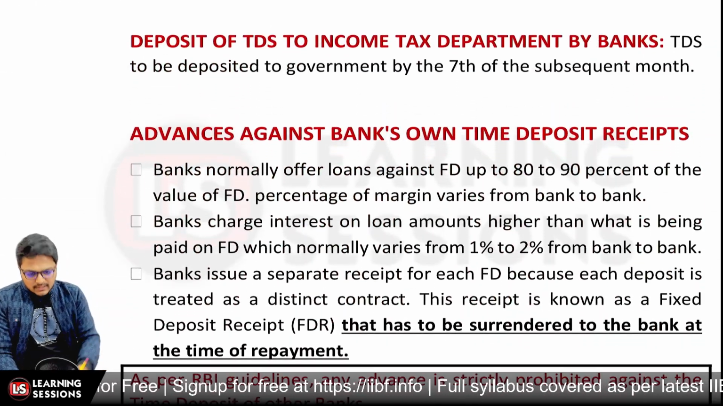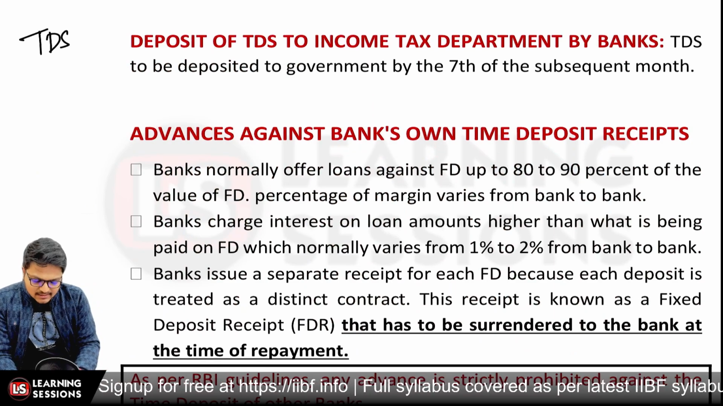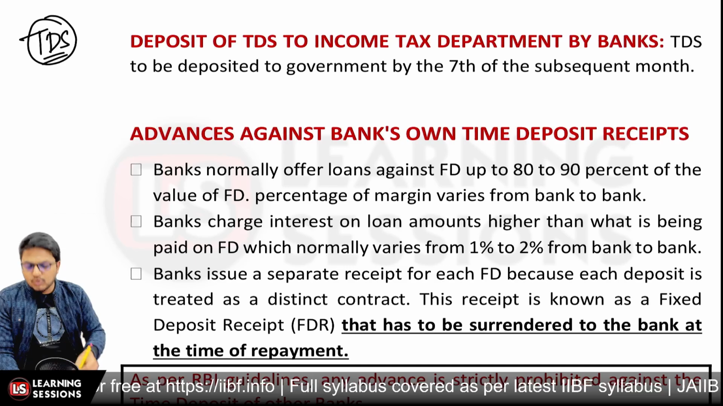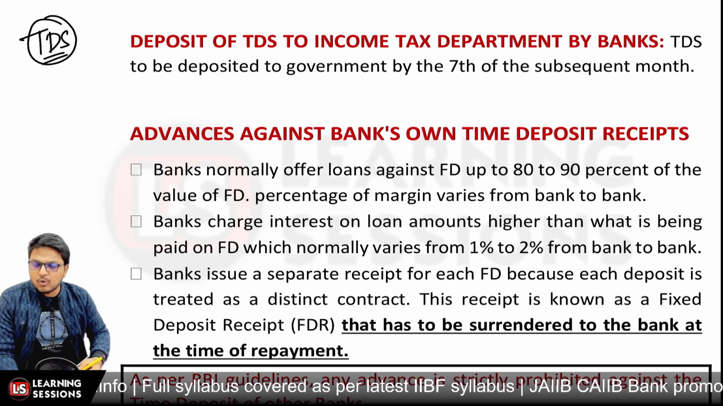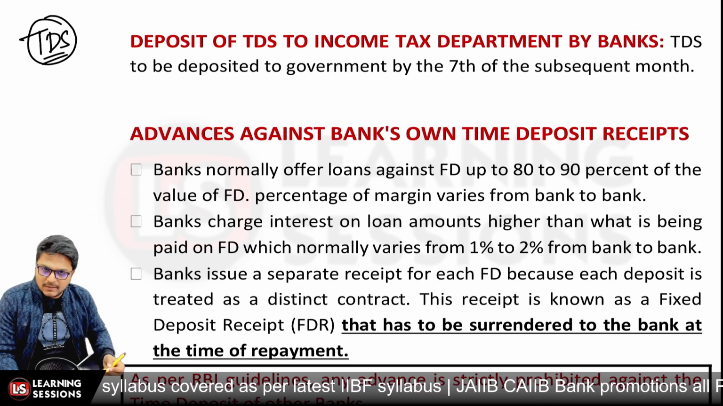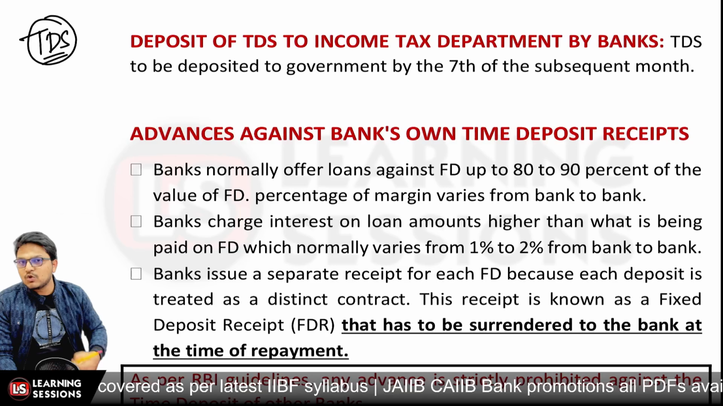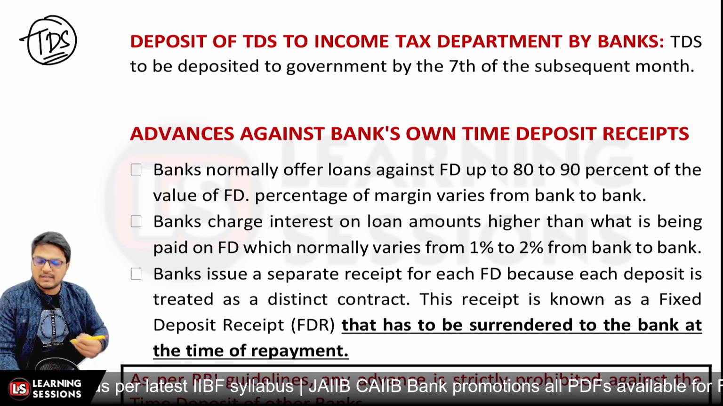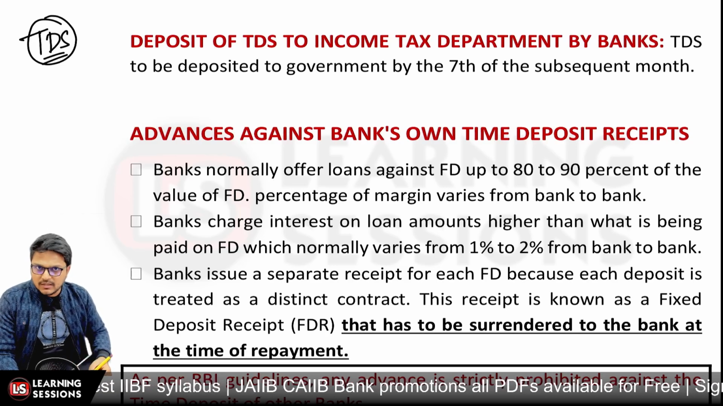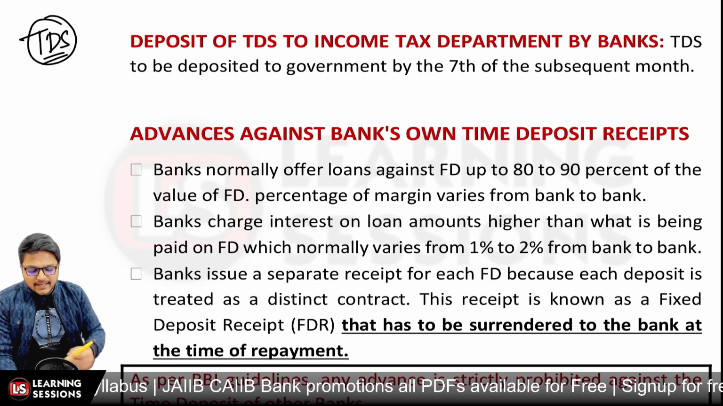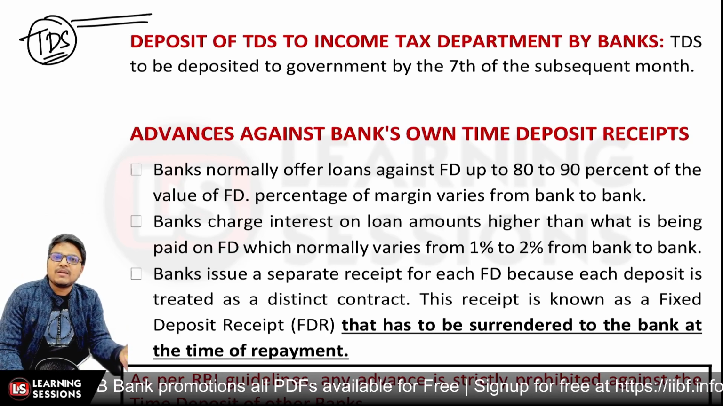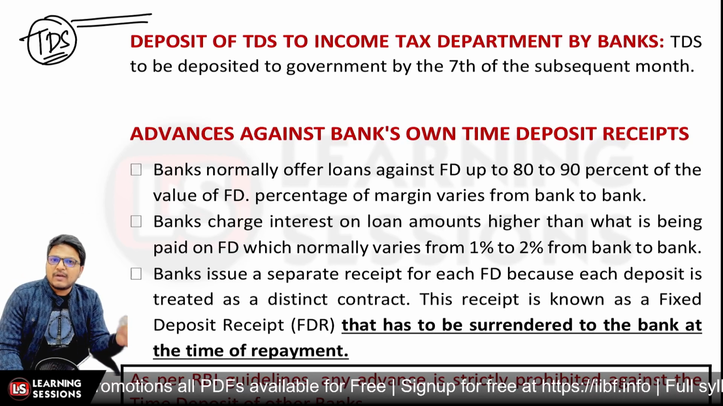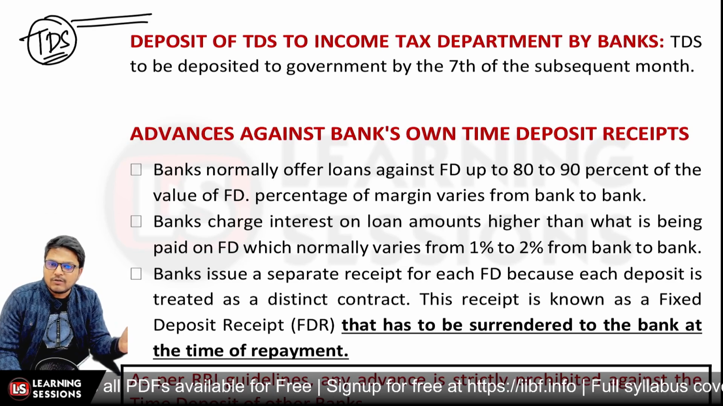Now, whatever TDS is deducted by the bank, let's say TDS is deducted for those citizens aged below 60 years who receive total interest greater than 40,000, and for senior citizens who have received interest greater than 50,000. The TDS is to be deducted and deposited by the 7th of the subsequent month with the central government, right?